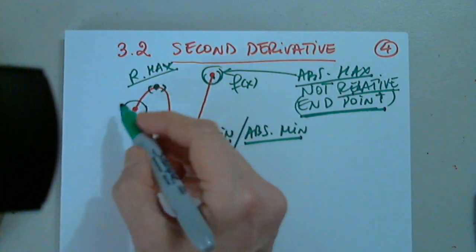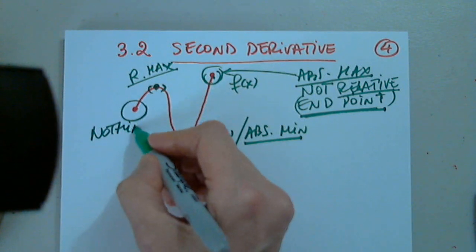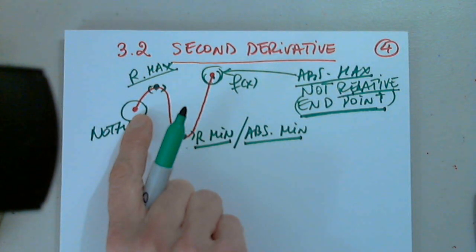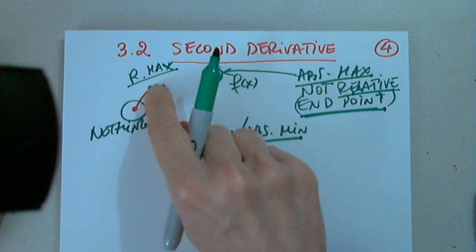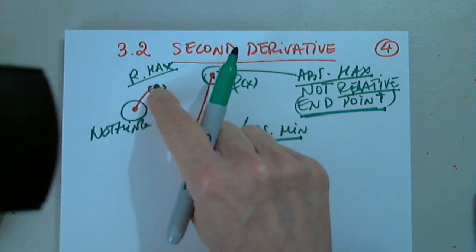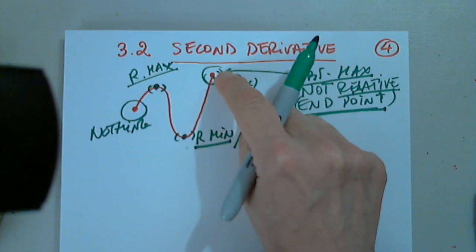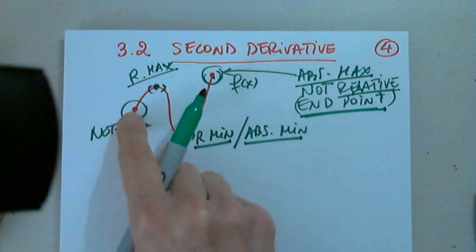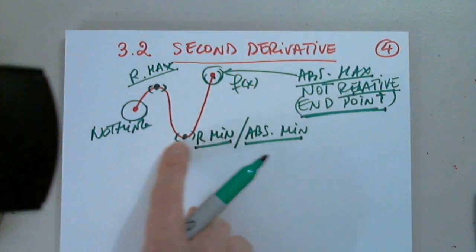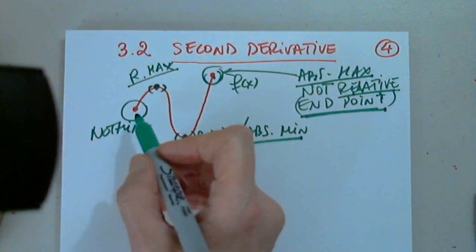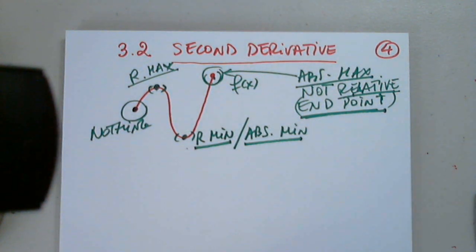And this one is nothing. It can never be relative because it's at the end point. It cannot be absolute max because we already found an absolute max. It cannot be an absolute min because there are values smaller than it. So this particular point is nothing.